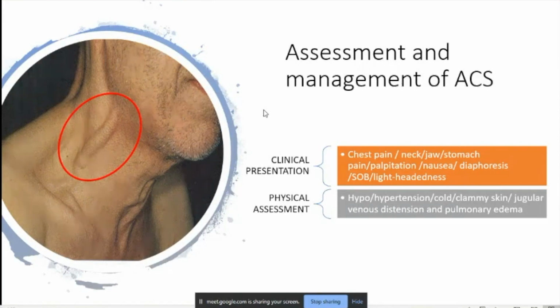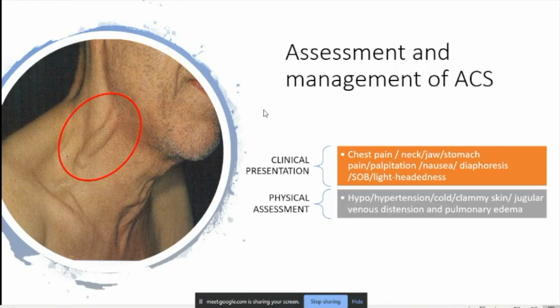Okay. In myocardial infarction, we have STEMI and NSTEMI. STEMI is ST segment elevated myocardial infarction, and NSTEMI is non-ST elevated myocardial infarction, or what we call unstable angina. So what is the difference? In stable angina, it's precipitated by exertion and relieved by rest, and it stays the same. There is no ongoing progress.